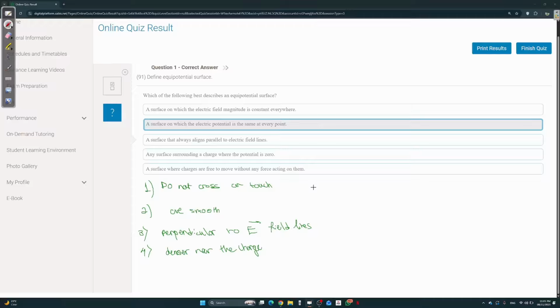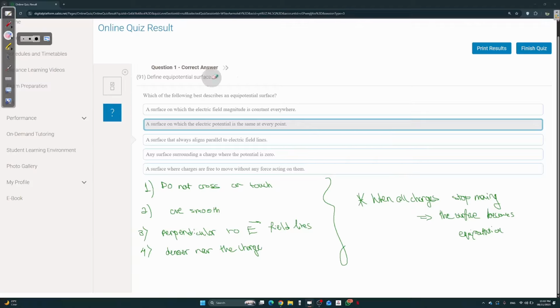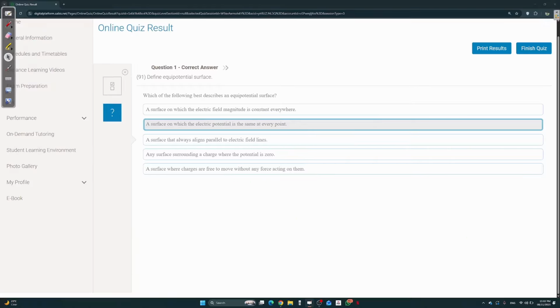Okay, now let's say when do you get an equipotential surface? A nice thing to remember: when all charges stop moving, or they're at rest. Or you can say when they're at rest or they stop moving, the conductor or the surface becomes equipotential. Alright, that's the idea. Okay, these notes I gave you, please memorize them. Okay, now we start with the formula.